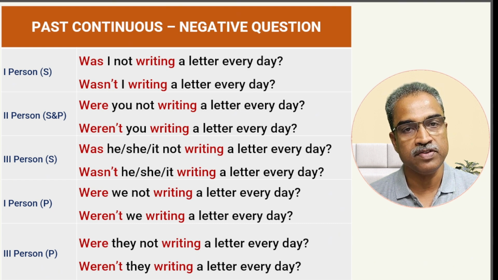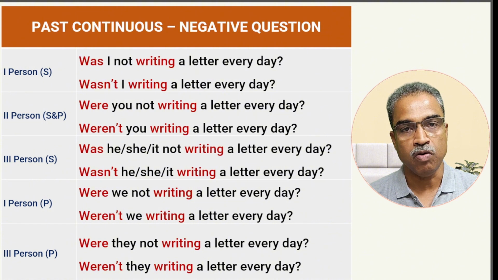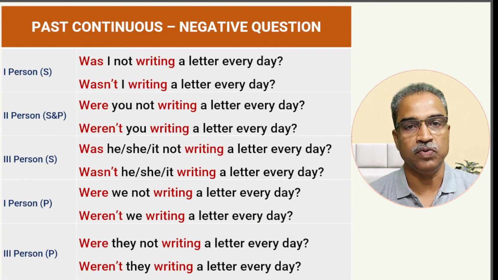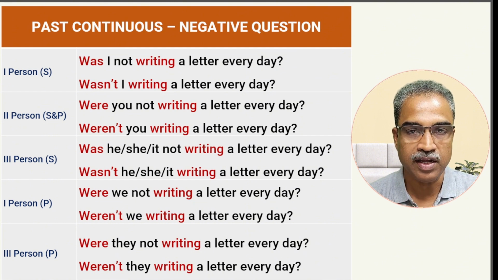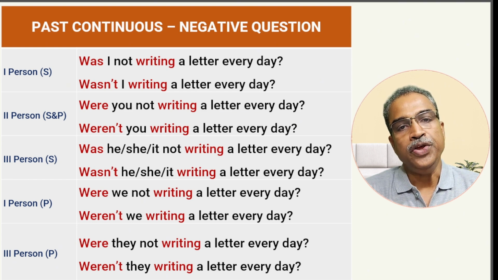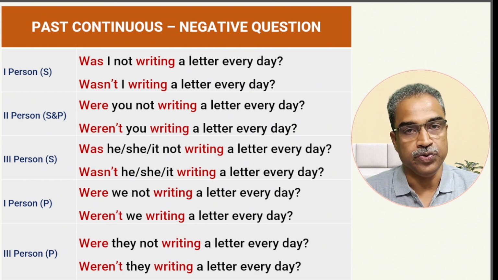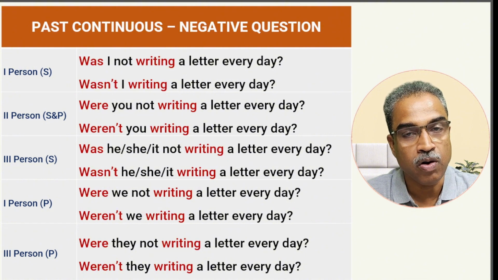Again, don't make the mistake of putting that "not" again. Once it is "wasn't," it is understood. Was and not, both are there in the meaning. So if you use the next "not," it will be redundant. It shouldn't be that way. So it should be, "Wasn't I writing a letter?" And next is second person, "You were not writing a letter." So, "Were you not writing a letter?" Or "Weren't you writing a letter?"